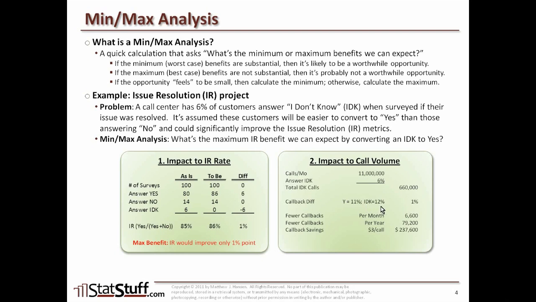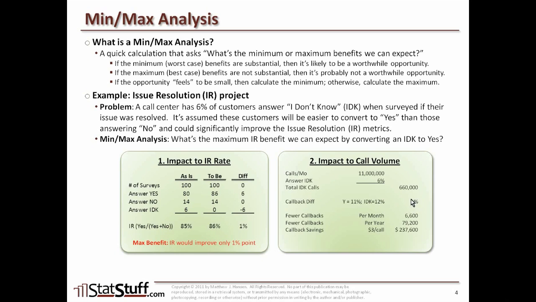For those who answered I don't know, 12% of them called back. So there is a 1% improvement that we can make. So if we convert all the I don't knows to a yes, then we're probably going to reduce that callback rate, the repeat calls, by 1 percentage point here.